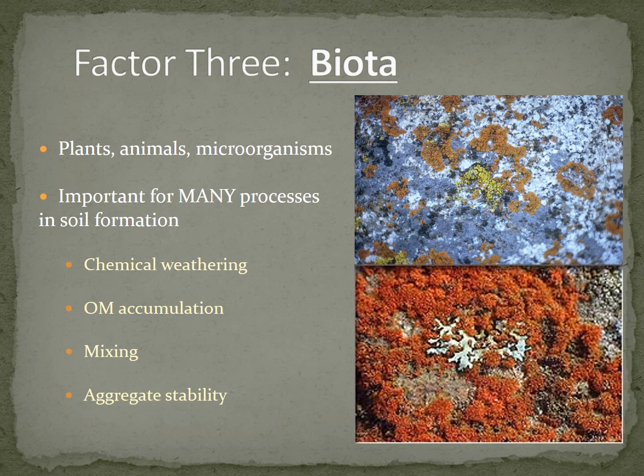Factor 3, biota: organisms, plants, animals, micro and macroorganisms. These are very important for many processes in soil formation because they affect chemical weathering. Lichens, for example, growing on a rock, exude acids that break it down over time. Organic matter accumulation, the acids from that can break things down over time, but also organic matter feeds the various biota in the soil. So the more organic matter you have, the more different organisms you have living in the soil. And that makes a big change.